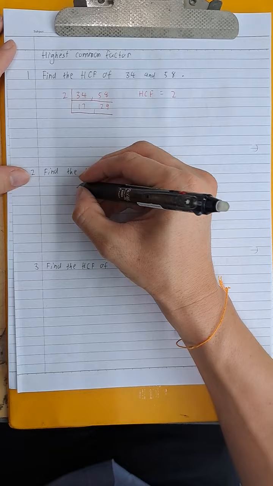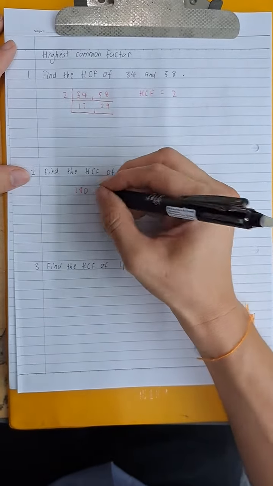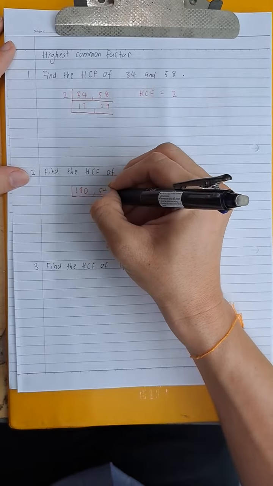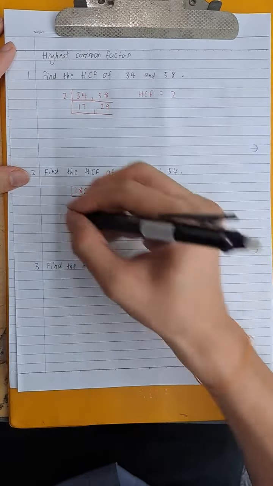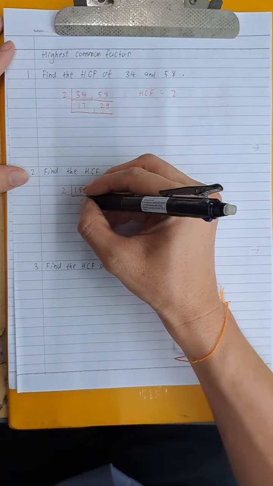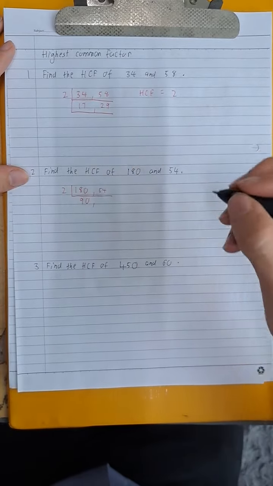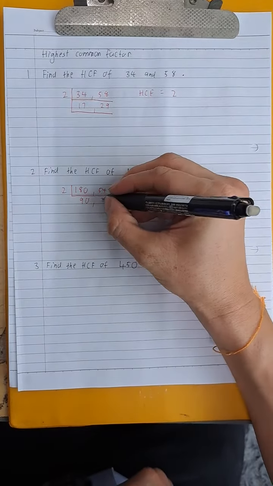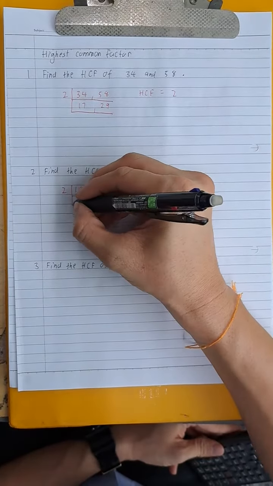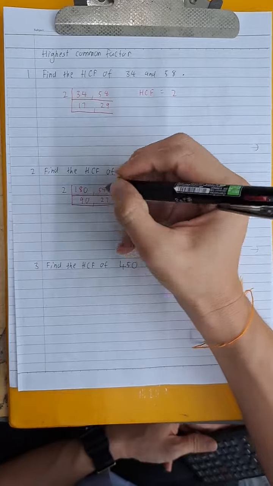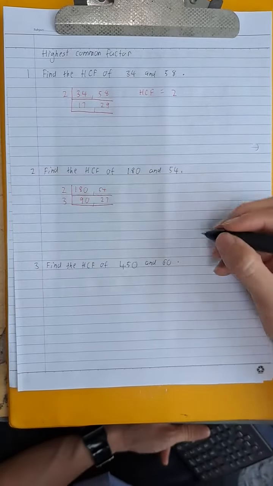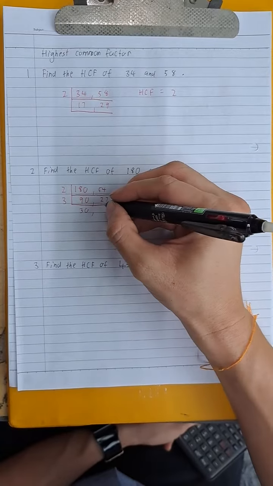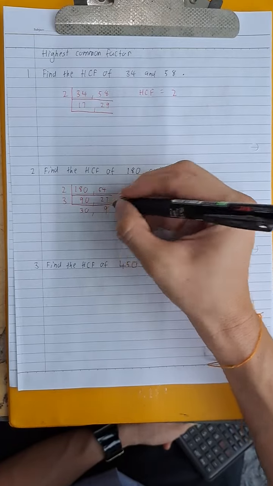For this one over here, we will start the same by using the box method. Both of them are even numbers, so I can divide by 2. That will give me 90. And this one, divided by 2, will give me 27. Both of these have a common factor, which is 3. 90 divided by 3 gives me 30, and 27 divided by 3 gives me 9.